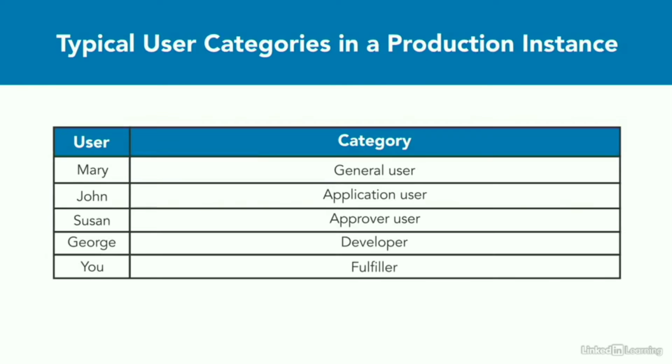Let's categorize all these users. These are not formal, official, or universally agreed categories, but will help us draw some distinctions. Mary is a general user. John is a specific application user. Susan is an approver user. George needs widespread access to the ServiceNow instance because he's a developer. And you? You are a fulfiller user because you fulfill tasks.